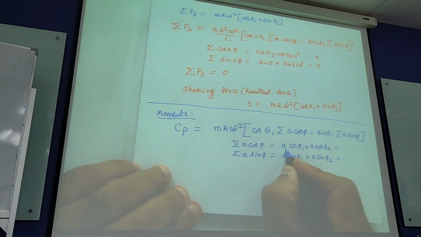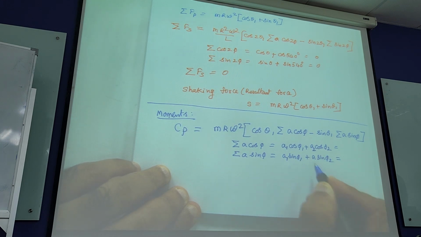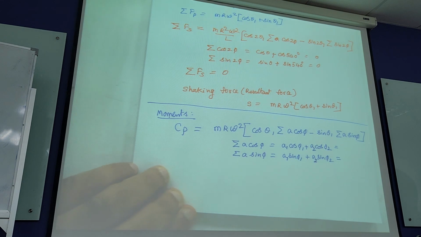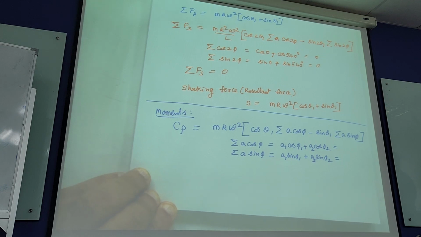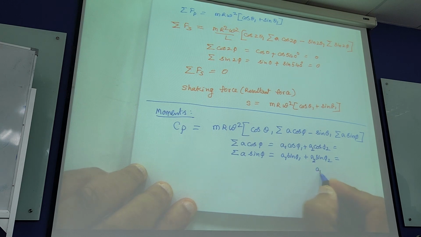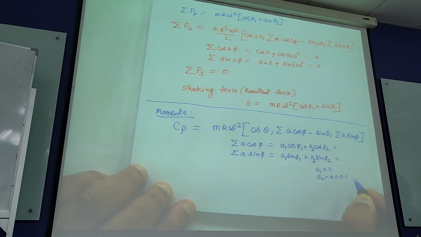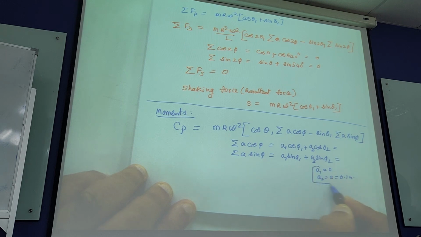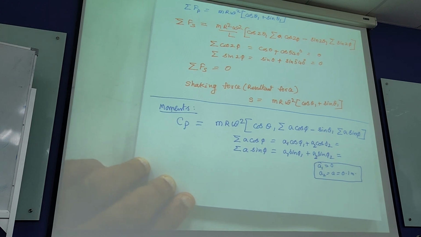When you write here, you have to write A1 cos phi 1, then A2. So A1 will be 0. And your A2, you can write it as A, so the value of this is 0.1 meter. A1 is the reference point of the first cylinder, so it is 0.